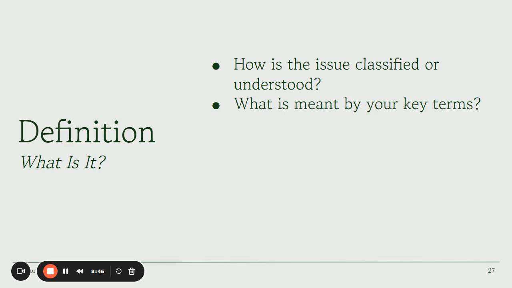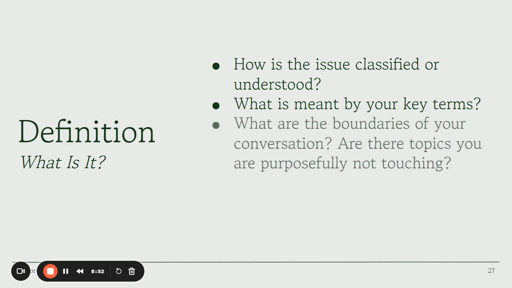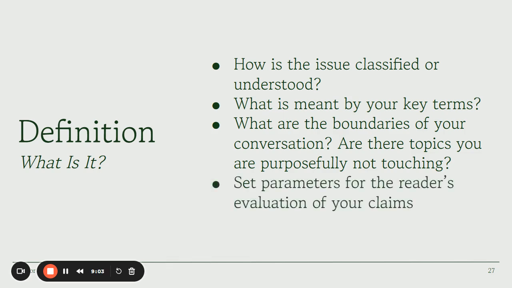Clearly defining your key and problematic terms is critical to any argument. But more than identifying individual terms, you want to focus in on the boundaries of your conversation. Are there topics that are related that you are specifically not touching? Let the reader know. This can also serve to set the parameters for the reader's evaluation of your claims.